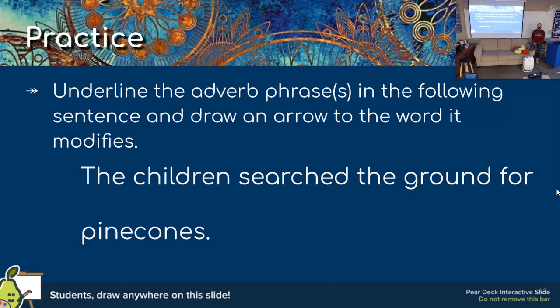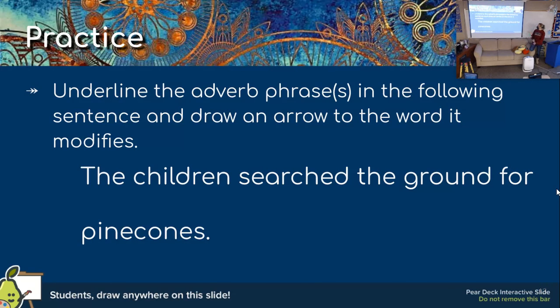Also, you guys, if you know that this is a noun, and if you're drawing an arrow, this should be an adjective phrase. But if you use those adjective questions, none of them make sense. What kind, which one, how many, and how much? How can you use "for pine cones" to answer any of those questions? What kind of ground? No, it doesn't work. Which ground? It doesn't work. How many grounds? It doesn't work. Do you see how that just doesn't make sense?